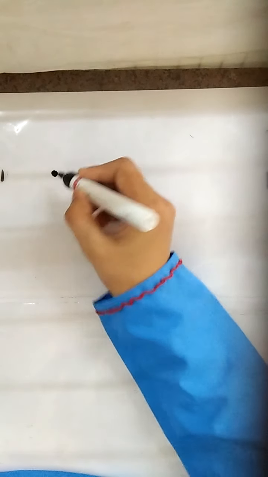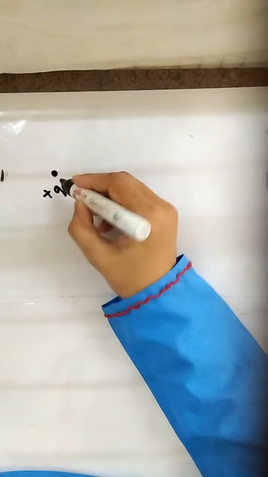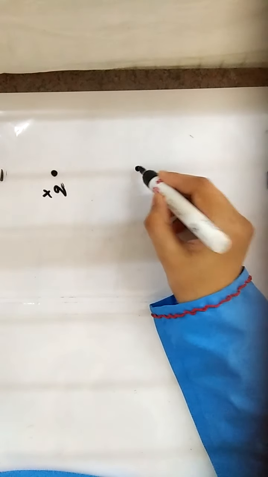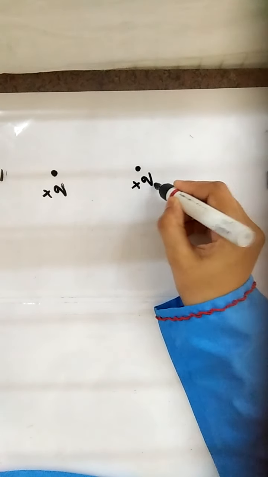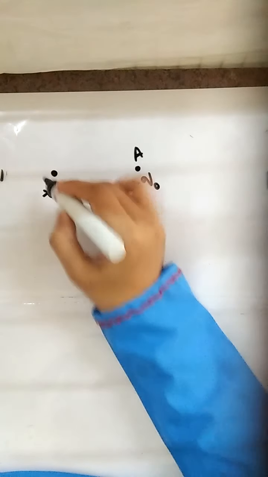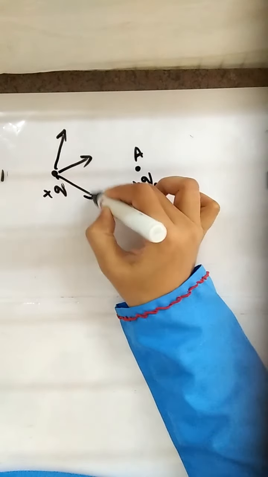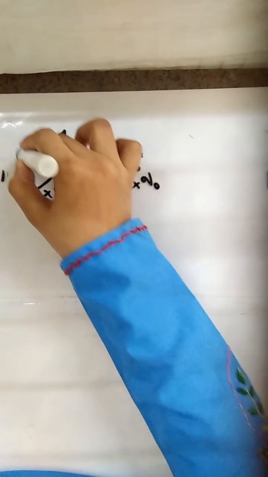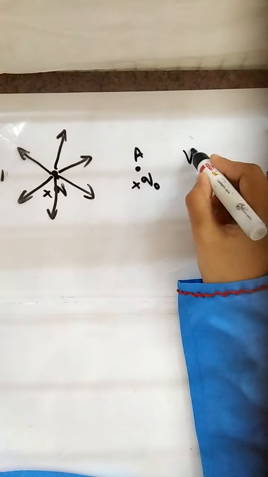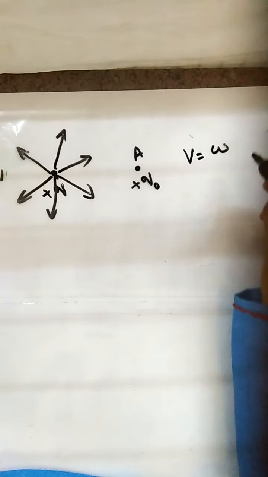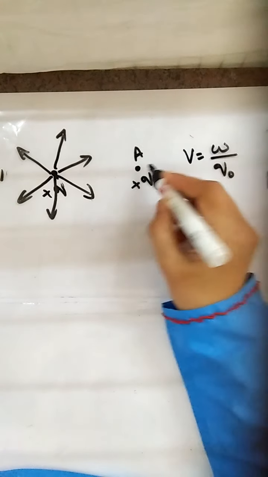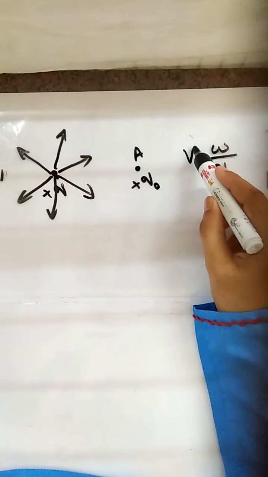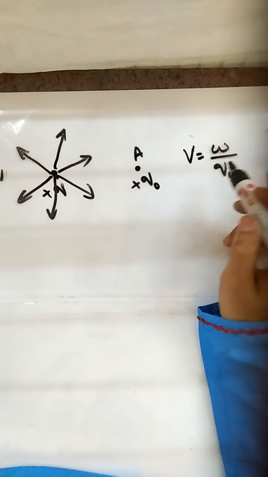Okay, so let there be a charge plus q over here. And you are trying to bring a unit positive charge, which is plus q naught, from infinity to this point, right? Now since this is there, you'll have electrostatic field over here. So what is electrostatic potential? V is equal to the work done by external force, or work done by you, in bringing q naught from infinity to this point, right?